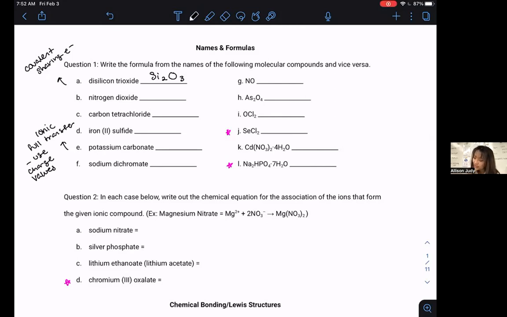So what we have here is potassium carbonate. Now, potassium is an alkali metal that always carries a 1+ charge. Carbonate is a polyatomic, a group of covalently bonded atoms that together act like one giant ion. And here it's acting as one giant anion. It is CO3, and you should be memorizing these, by the way, 2-. So it carries a 2- charge.